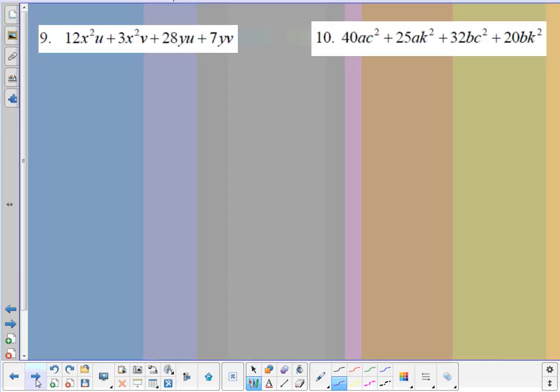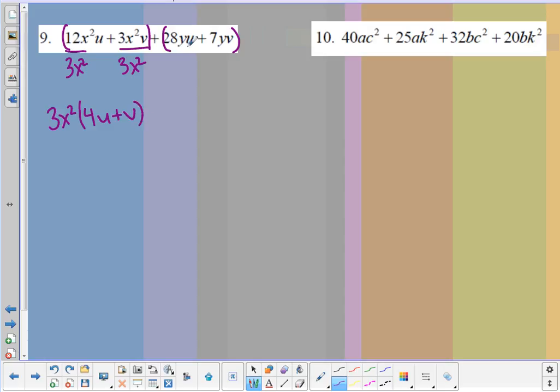Last two that we're going to look at today together, and then you'll do your practice assignment. So a whole lot of variables going on here. 12x squared u plus 3x squared v plus 28yu plus 7yv. Wow, a lot happening. So group them, start the same way. First two terms, last two terms. Look at the first two. I see an x squared. The u has to stay and the v has to stay because they're not common. But between 12 and 3, I can take out a 3. So 3x squared comes out front. That leaves me with 4u plus v. 3 divided by 3 is 1.